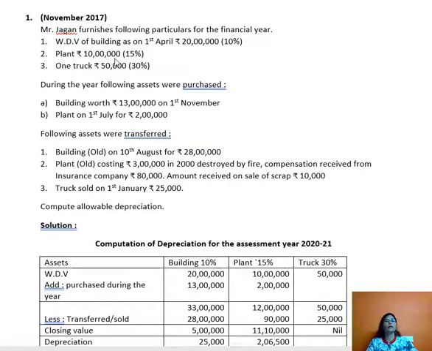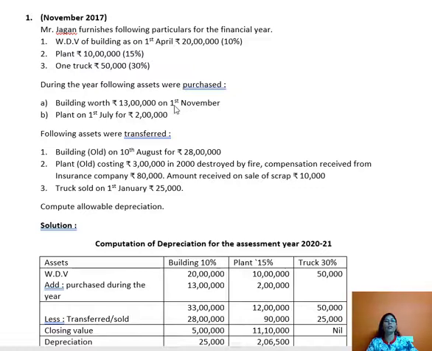Plant 10 lakh, 15%, and one truck rupees 50,000, and the rate of depreciation is 30%. During the year, the following assets were purchased. Building worth rupees 13 lakh on 1st November.